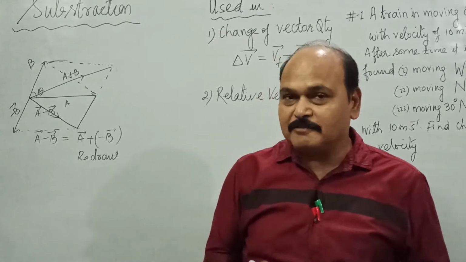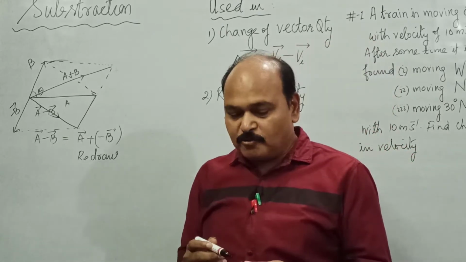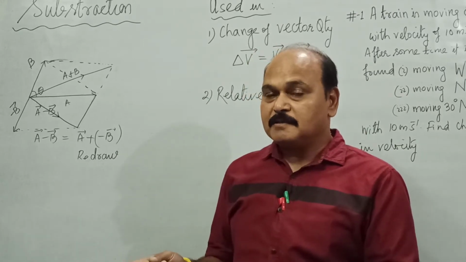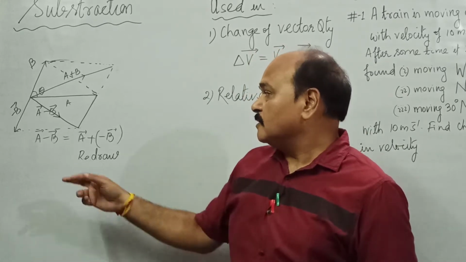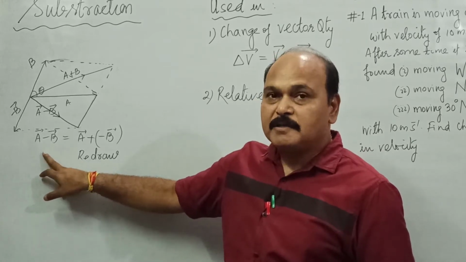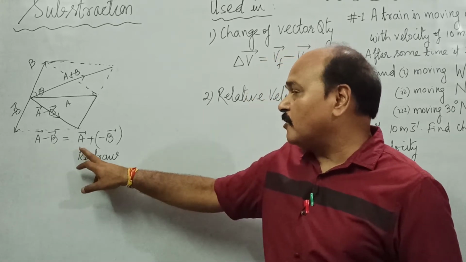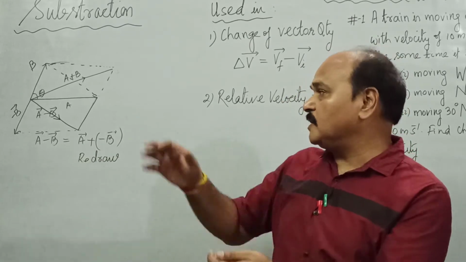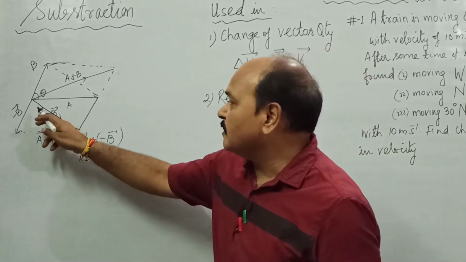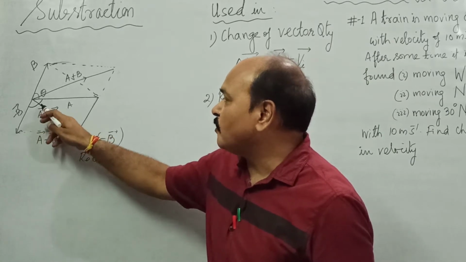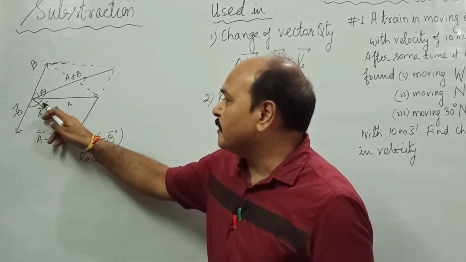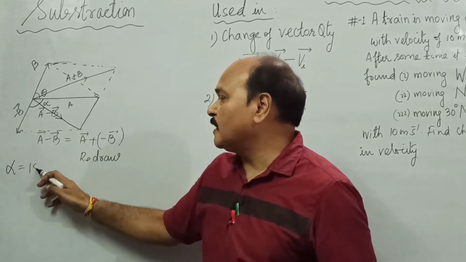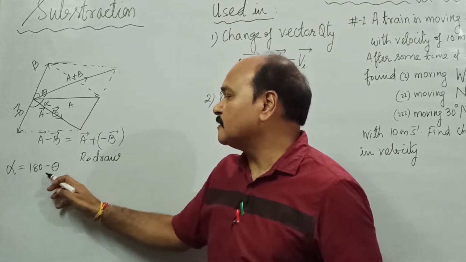So what is the technique? Very simple technique. We must know where the vectors are which are to be subtracted from each other. If we are subtracting B from A, we will redraw A and minus B vector. And after we redraw them, we find that the angle between them is no more theta. It becomes 180 minus theta. This is the angle between the two vectors A and minus B, and that is 180 minus theta.